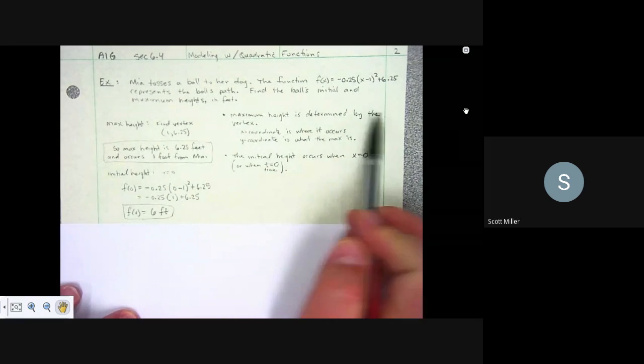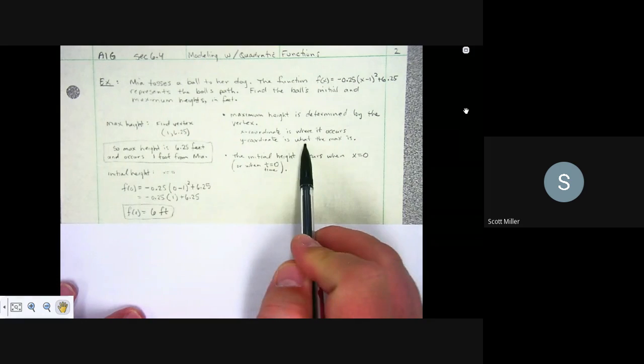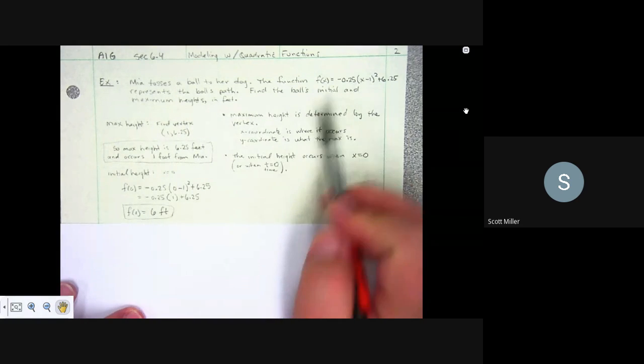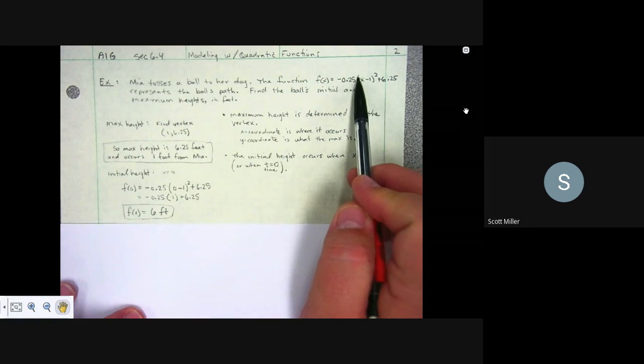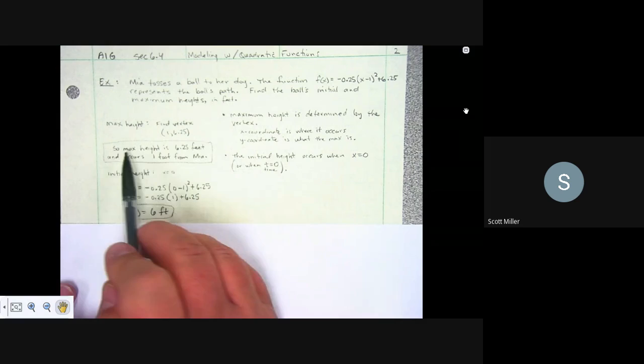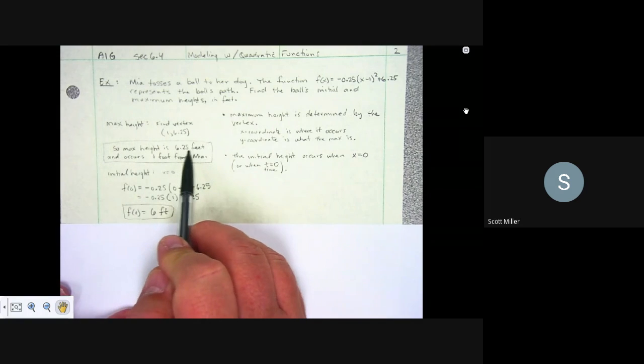The maximum height is determined by the vertex. Remember that from before, maximum height. The x-coordinate is where it occurs, the y-coordinate is what the max is. So you want to find the vertex. It is in vertex form, so it's fairly easy to do. What number makes that 0 is 1, so the x-coordinate is at 1. This right here is k, which is the y-coordinate of the vertex, so k is that. So this tells me that I have a maximum height of 6.25 feet, and it occurs 1 foot from Mia.